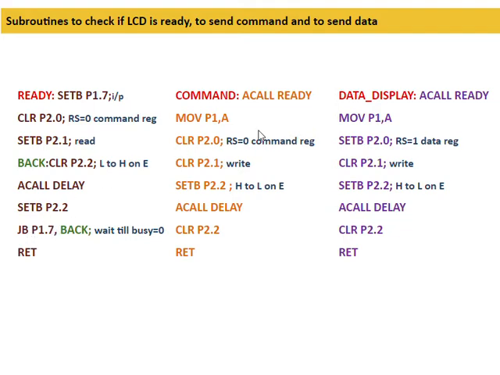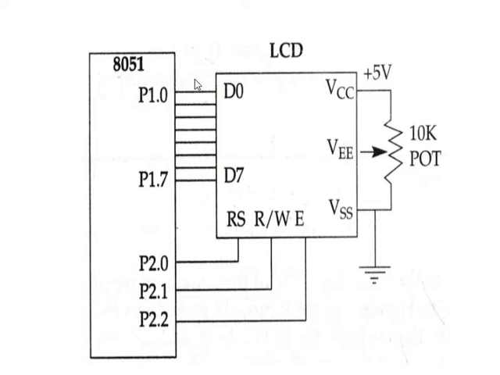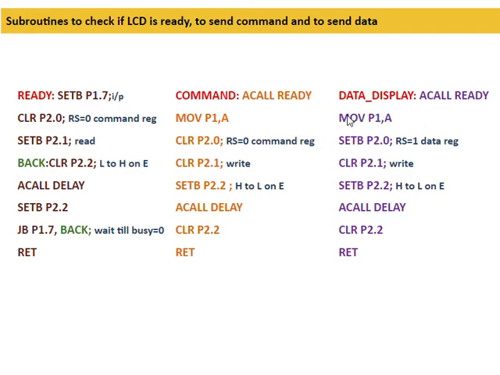When it is ready, we will return to the calling program, that is we will return to this instruction. So when we reach this point, the LCD is ready to accept new data. This subroutine data display is written with the assumption that the data to be displayed is available in the accumulator. So move P1, A will copy the contents of the accumulator, that is the data to be displayed, to port 1. Port 1, as you know, is connected to the data bus of the LCD. So the data to be displayed now becomes available on the data bus of the LCD display.